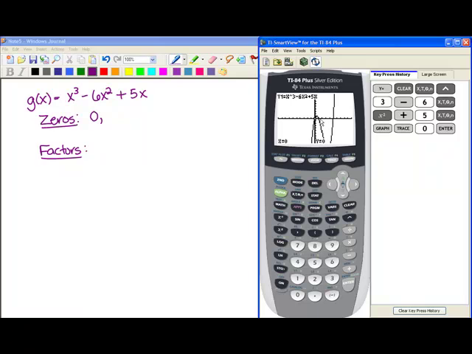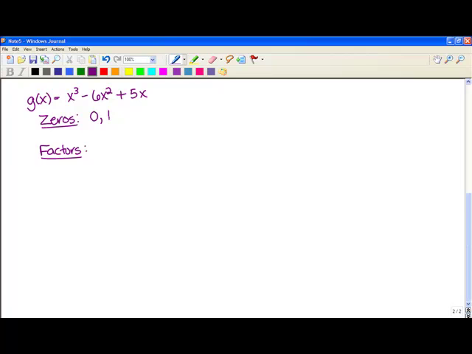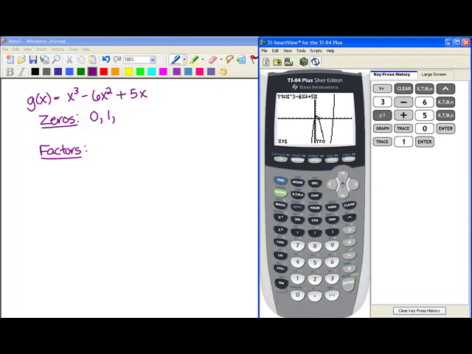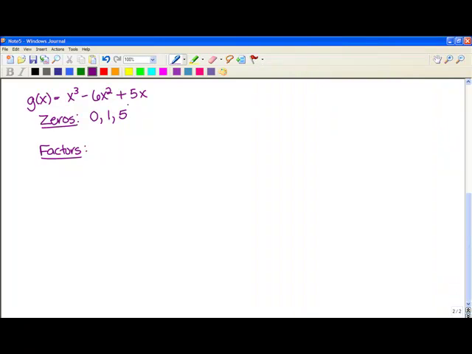Next, it looks like the graph crosses the x-axis at 1. I'm going to press trace and number 1 and then enter, and the y value is 0. That again verifies it. Another zero is 1. And finally, maybe over here at 5 it crosses. Check that out. Press trace, type in 5, press enter, and 5 is indeed a zero. So here are the zeros for the function g of x.